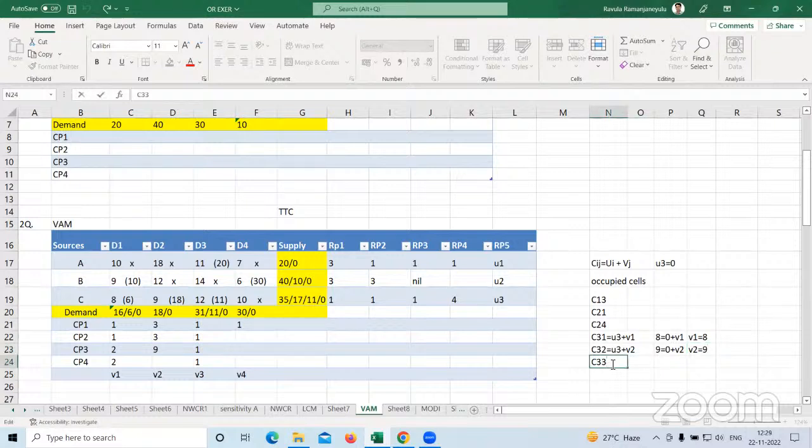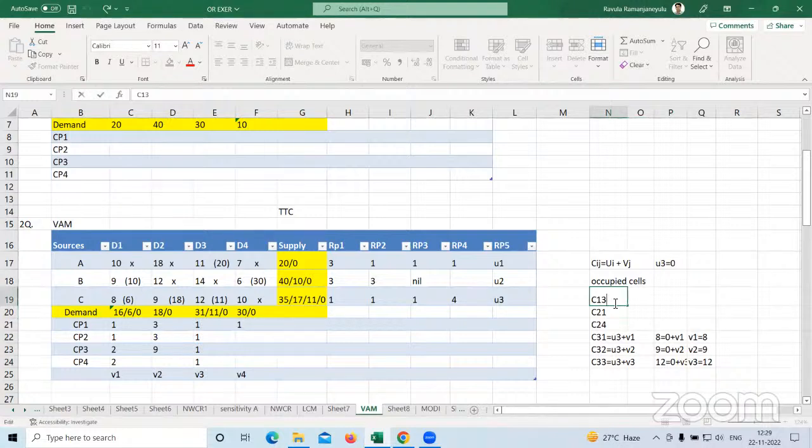Similarly, for the third, U3 plus V3. So based on this, cost of that cell is 12, equals U3, which is 0, plus V3. So if you consider that, V3 is equals to how much? 12. We got all these values that we can substitute here.